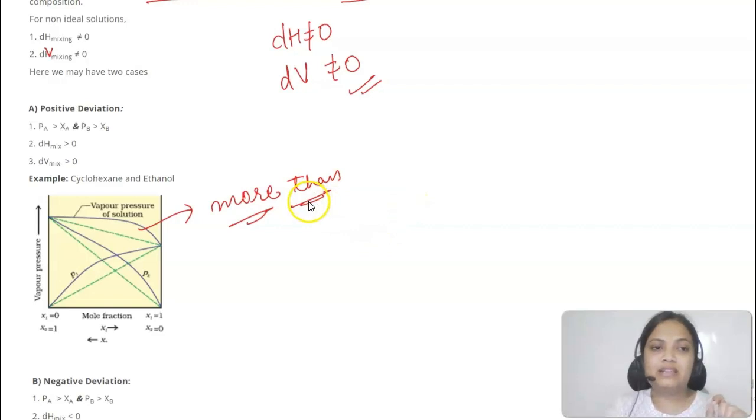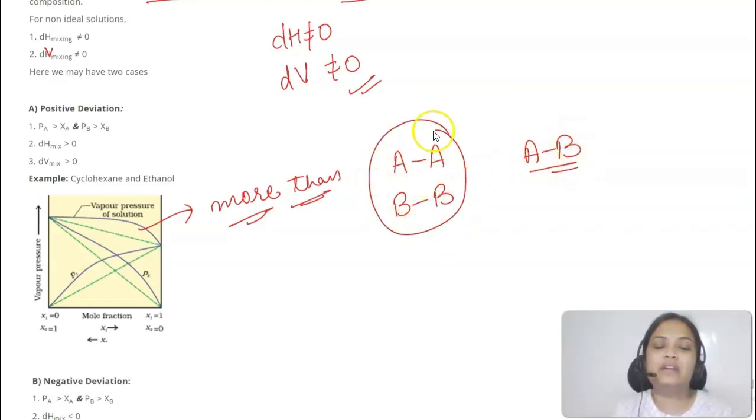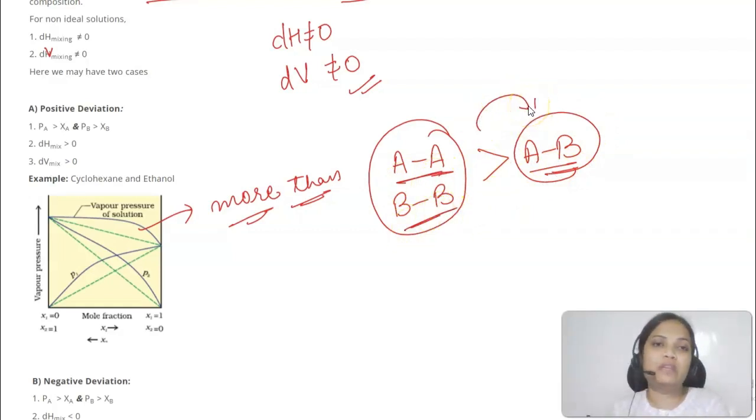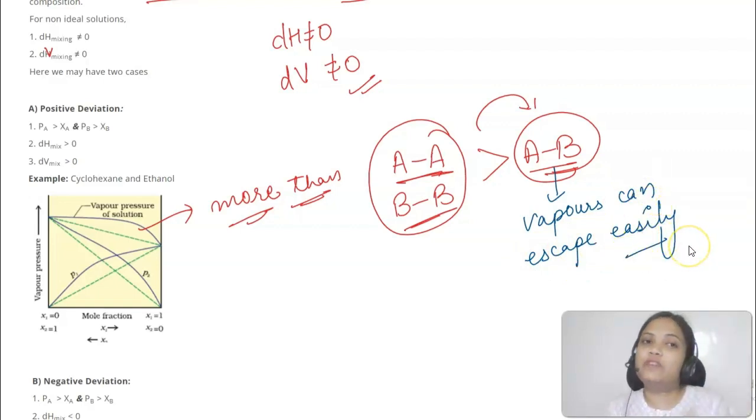So what is happening in this case, students? Basically, if we are talking about interactions, so in non-ideal solutions the AA and BB interactions are not similar to the AB interactions. So यहाँ पर क्या होगा, the AA and BB interactions would be stronger than the AB interactions. So of course these are stronger, but when जब हम उन दोनों solutions को mix कर रहे हैं, the interactions are not that much stronger. So it means the vapors can escape easily, right? So अगर वो easily escape कर पाएंगे, obviously the vapor pressure would be more. So that's why it's showing positive deviation.